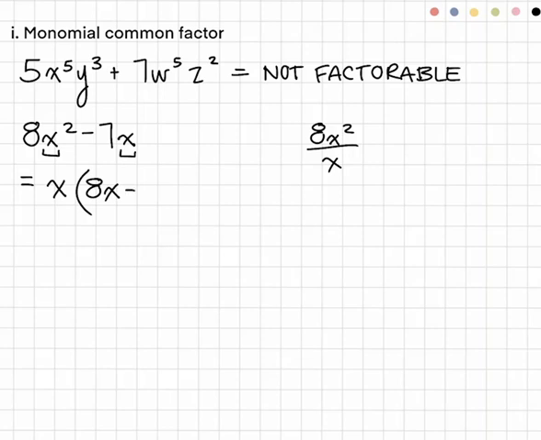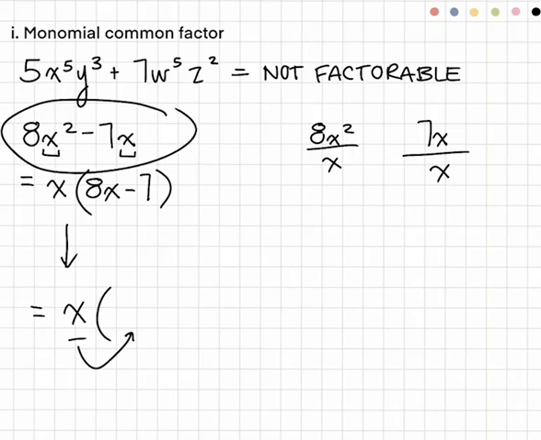And then if I want to do 7x divided by x, well, that's just going to give me 7. If you don't want to divide on the side, you can also visualize it. I'll just draw this again down here. Once you pull out that greatest common factor, you can just ask yourself, x times what is going to give me what I need inside the brackets to match what I started with. So I know x times 8x is going to give me 8x squared when I expand it. And I know x times negative 7 is going to give me negative 7x when I expand it. So that's another way that you can think about it as well.